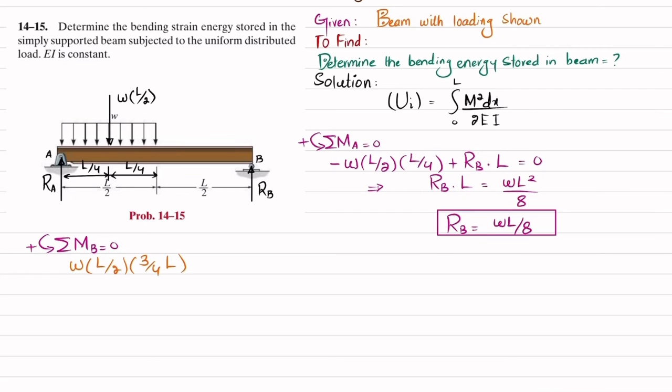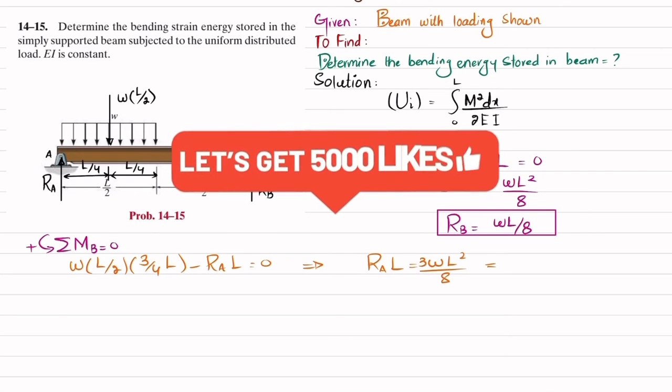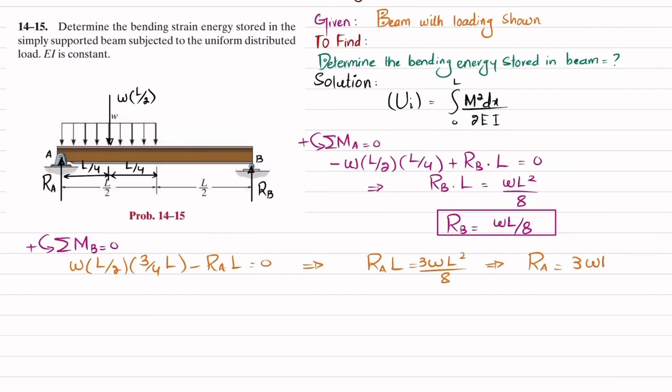The second moment is produced due to RA, and the perpendicular distance is L, and this is producing a clockwise moment, so it will be negative. So I will write minus RA into L is equal to 0. So from here you will get RA into L equal to 3WL square over 8, so RA will be equal to 3 times WL by 8. So this is the reaction offered by the pin support on this simply supported beam.